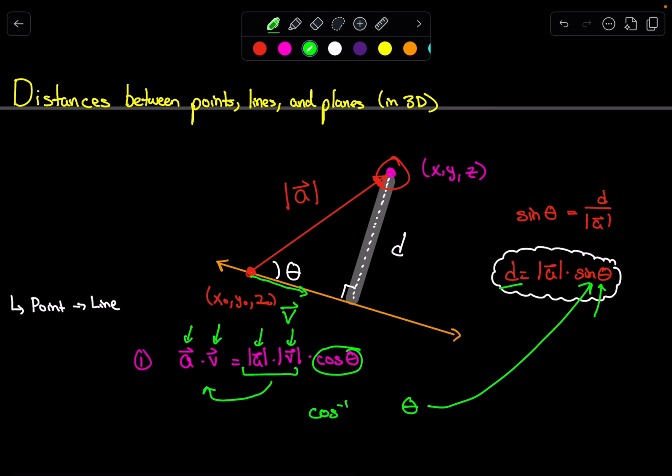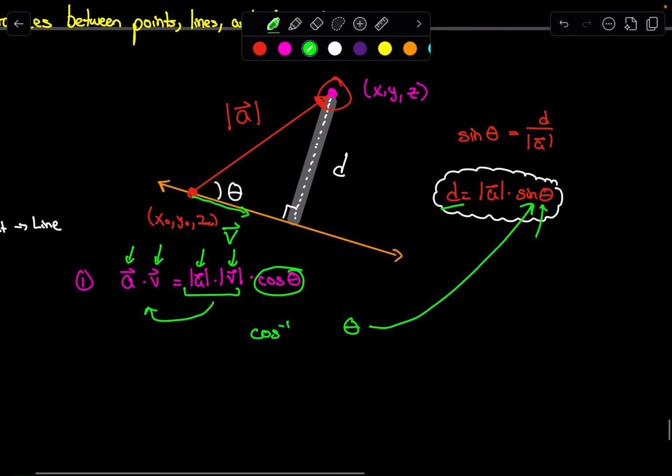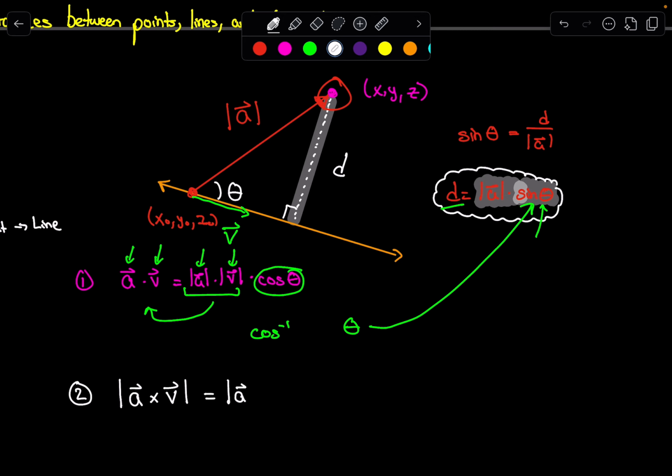Now, thankfully, there is one more formula at our disposal that uses sine theta, and it even has a magnitude of a vector in it. Our second option, which in my opinion is the better option, is to remember that the magnitude of the cross product of A and V is equal to the magnitude of A multiplied by the magnitude of V times sine theta.